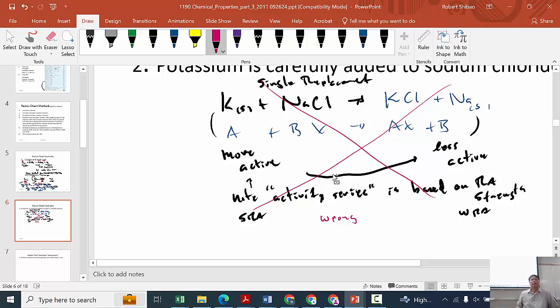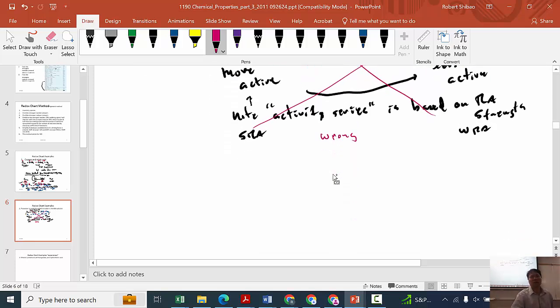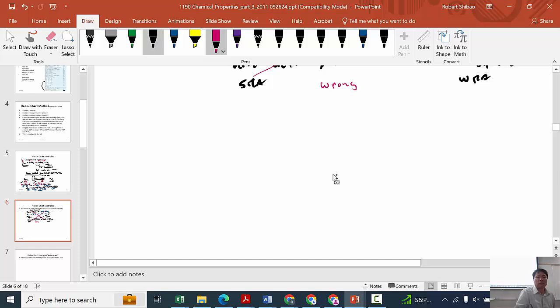It's wrong because what's the oxidizing agent here in the single replacement? What took the electrons from potassium? Sodium ions. It's wrong because there's a stronger oxidizer present than sodium ions. Do you know what the stronger oxidizer present than sodium ions is? Water.